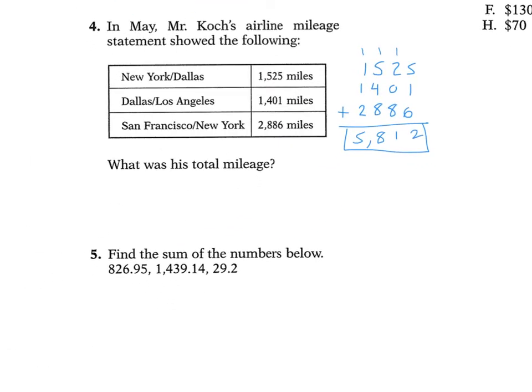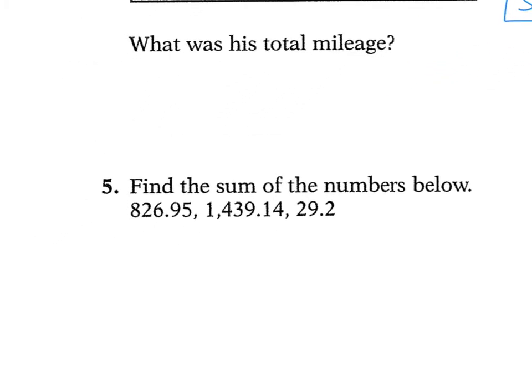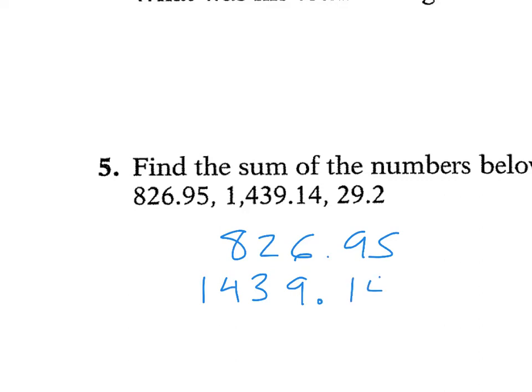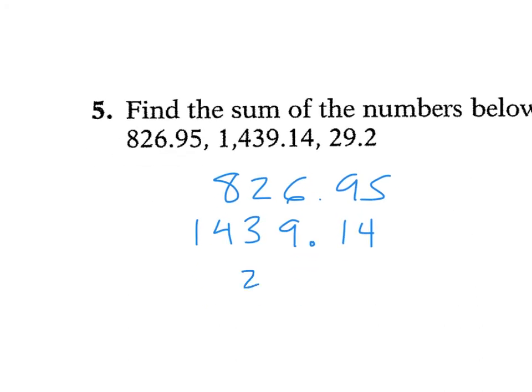Number 5, find the sum of the numbers below. So we need to line them all up and add them. So we have 826.95 plus 1,439.14 plus 29.20. We're adding.